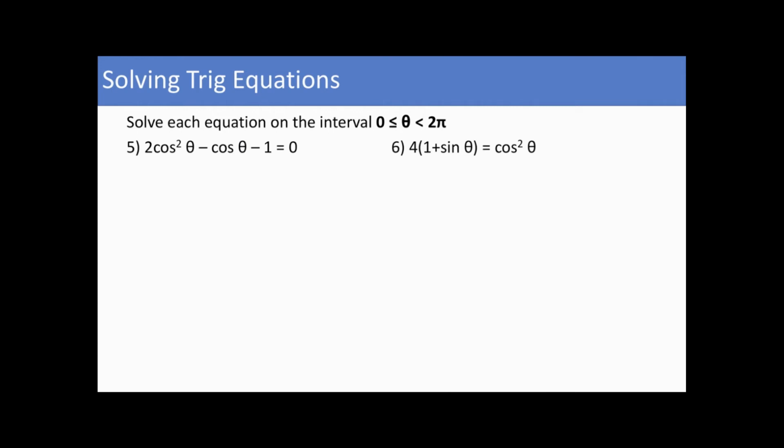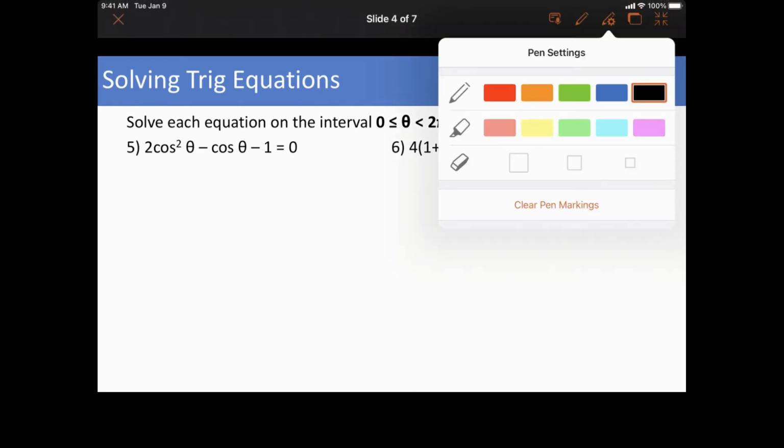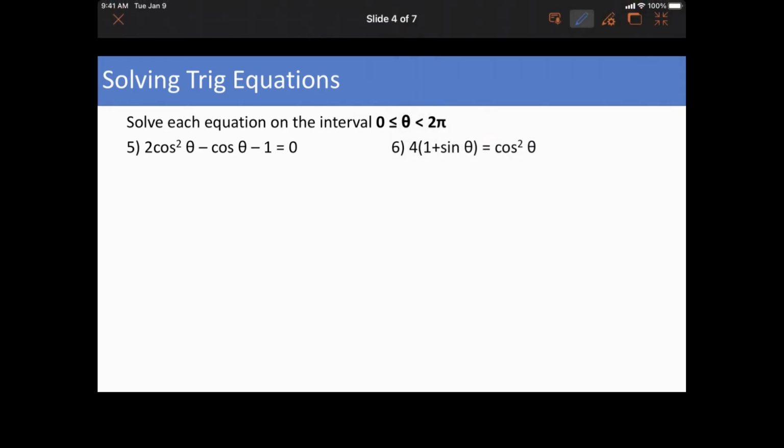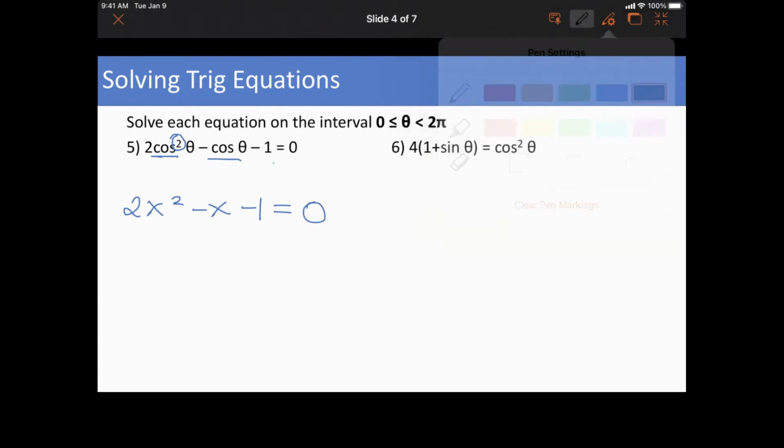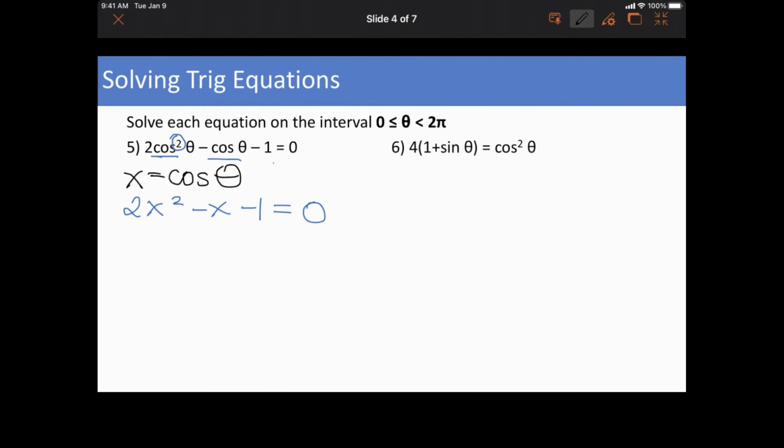Okay. So again, I see that this is a quadratic. But this time I have cosine, not squared, and then something. Doesn't that kind of look like a quadratic? Doesn't that look like 2x squared minus x minus 1? Yes, it is. So I'm going to do something called substitution. I'm going to let x equals cosine theta.